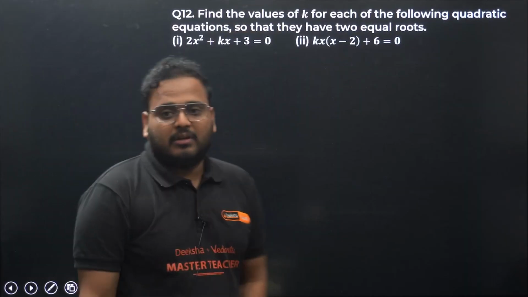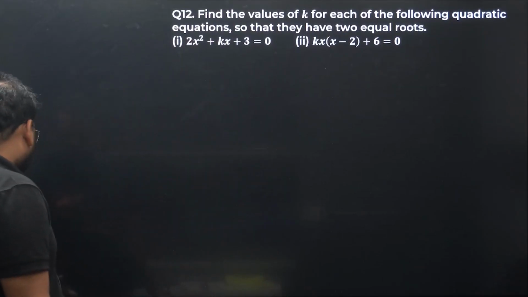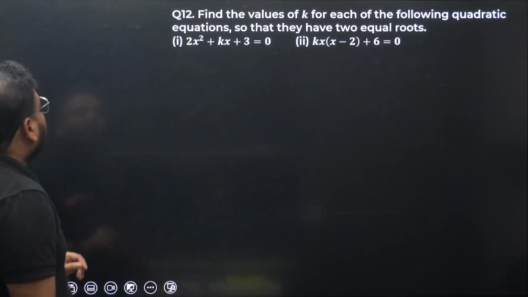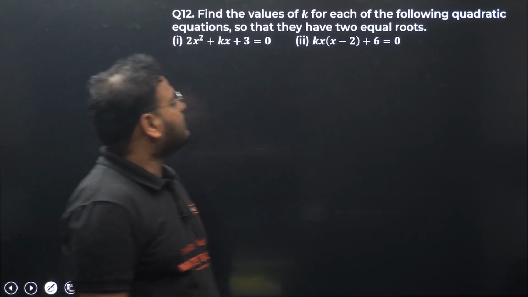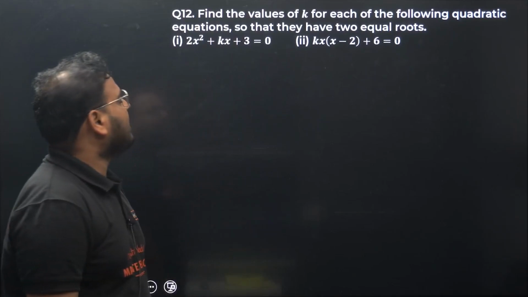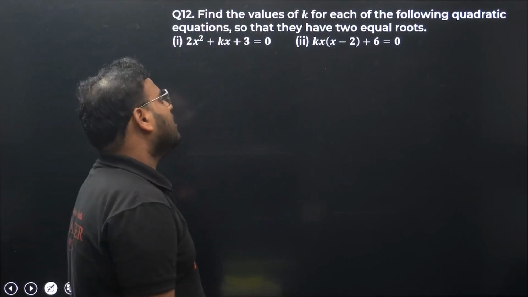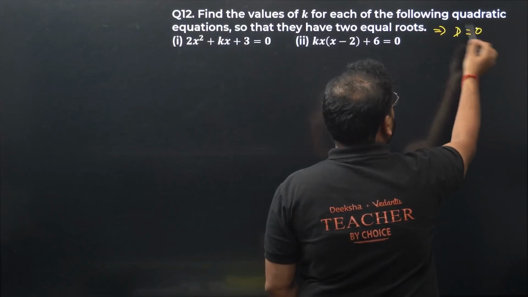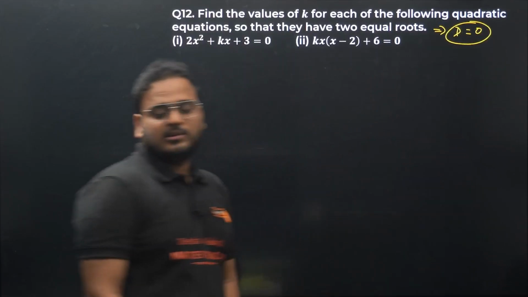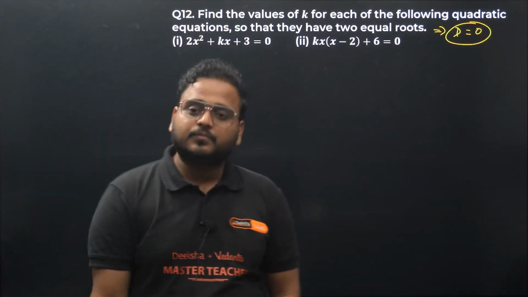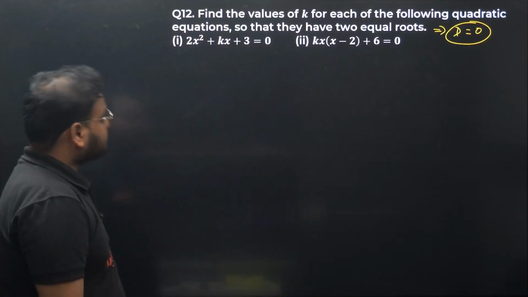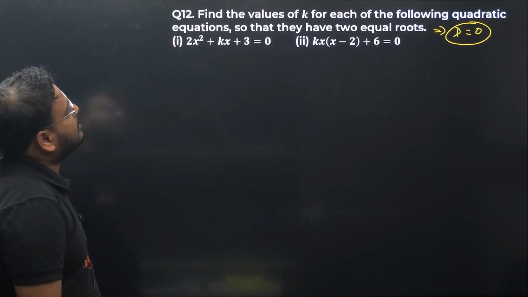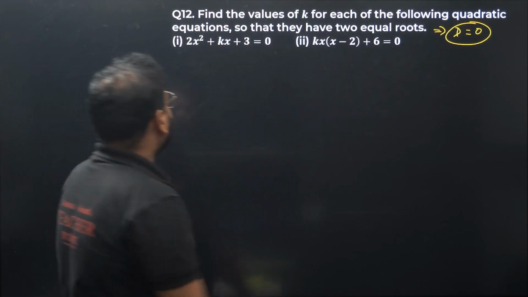Question number 12 now. Have a look. It says find the values of k for each of the following quadratic equations so that they have 2 equal roots. 2 equal roots means what? It means D has to be equal to 0, discriminant value has to be equal to 0. All right. Find the values of k for each of the following. Let's do the first part.